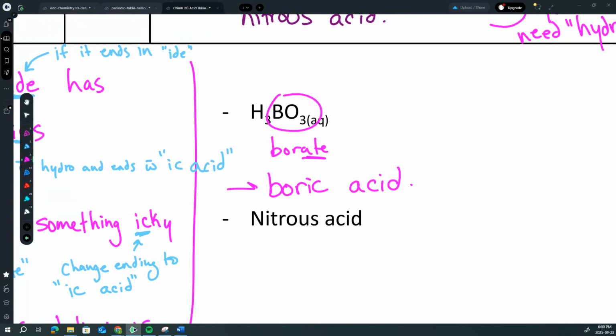Okay, so this is the name. This is just my background work behind the name, just so you can see how I'm arriving at the acid name here.